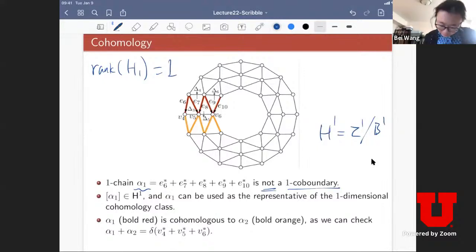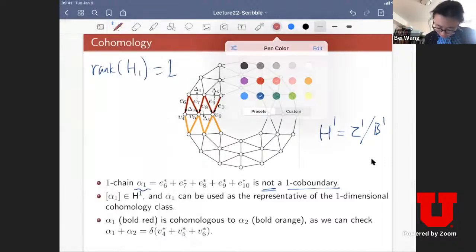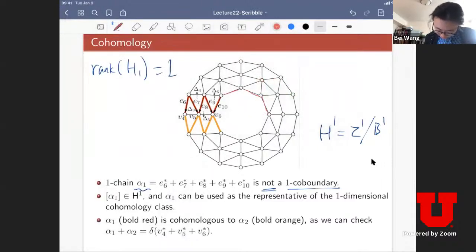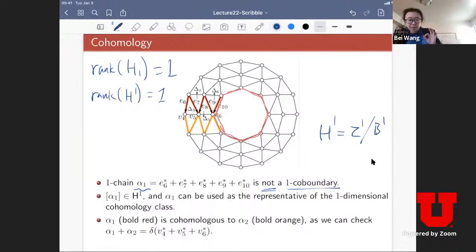What is that one tunnel? Let me draw it in a pink color. This is an example of this one tunnel, right? It can be other things, but they're all homologous. The pink thing corresponds to an element in one-dimensional homology, okay? It corresponds to that tunnel. The rank of one-dimensional cohomology is also equal to 1 because that corresponds to this cohomology class, which is my red edge.